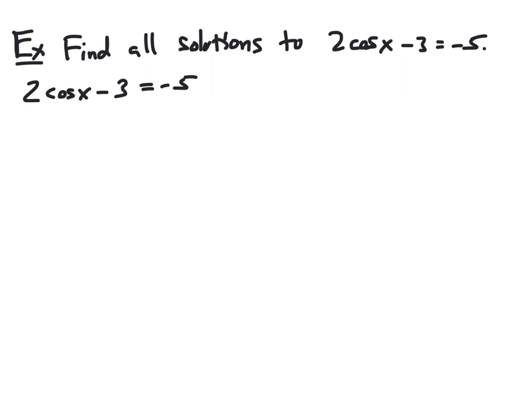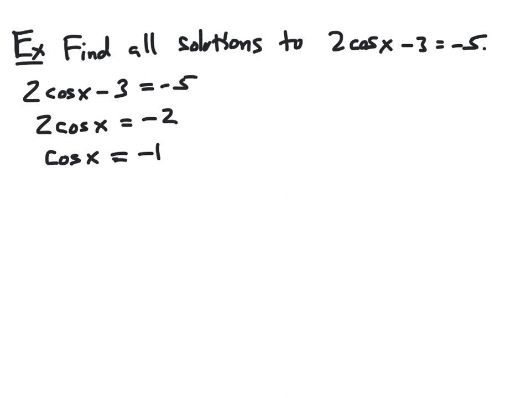So to do that here, we're going to add 3 to both sides to get rid of the negative 3 on the left. So we're left with 2 cosine x, and negative 5 plus 3 is negative 2. We're then going to divide both sides by 2, and that leaves the equation cosine x equals negative 1. Now this equation looks like the ones in the previous examples. We want to solve cosine of x equals negative 1. We find the solutions between 0 and 2 pi, and then add multiples of 2 pi onto all of those solutions.